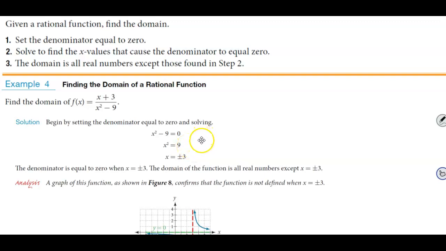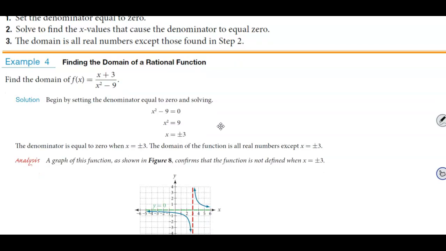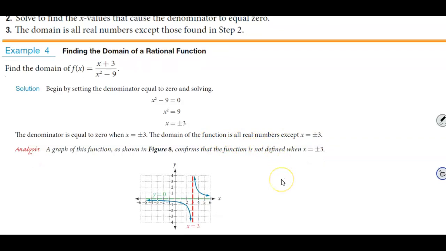In order to solve for x, we have to take the square root of both sides, so we get x, which is equal to plus or minus 3. So the denominator is equal to 0 when x is equal to plus or minus 3. So then we would say that the domain of the function is all real numbers except when x is equal to plus or minus 3.